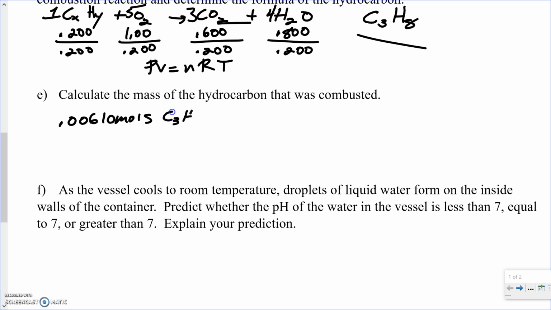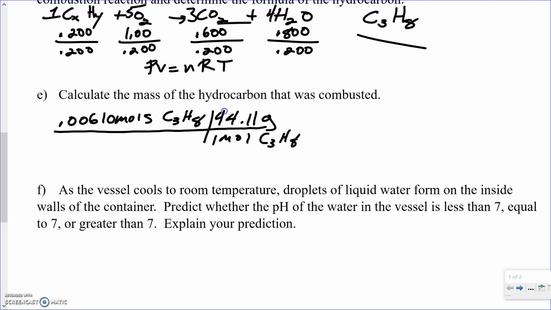Okay, so C3H8. We're going to calculate that into grams, which means we need our molar mass. Well, with carbon, we have 12.01. Remember, you are supposed to go out to 2 decimal places with AP. Times 3, plus 1.01 times 8, and we get a molar mass of 44.11 grams. So we do that math times 0.00610, and that's going to give us a total of 0.269 grams of C3H8. Pretty straightforward.